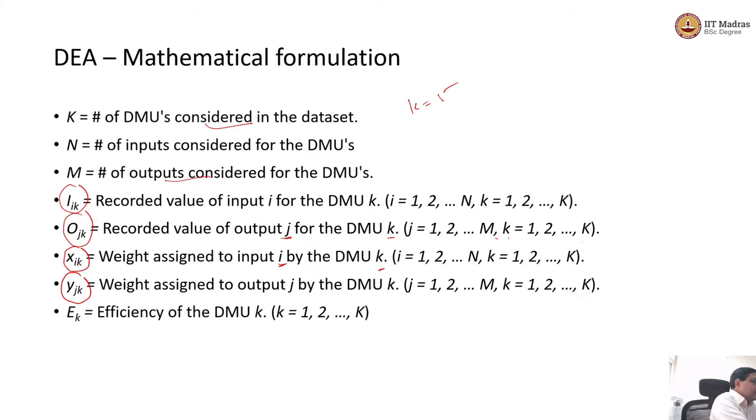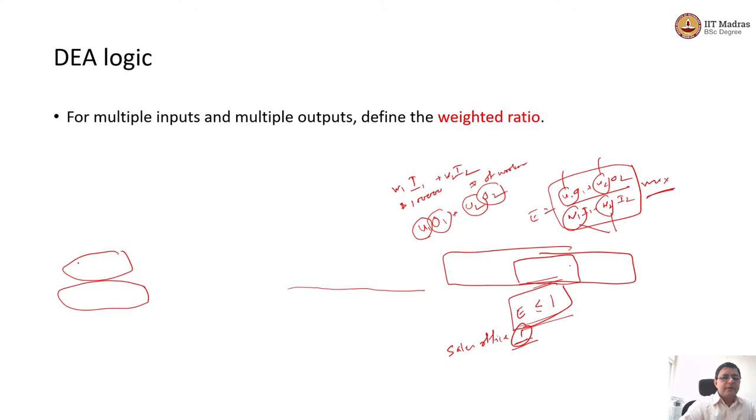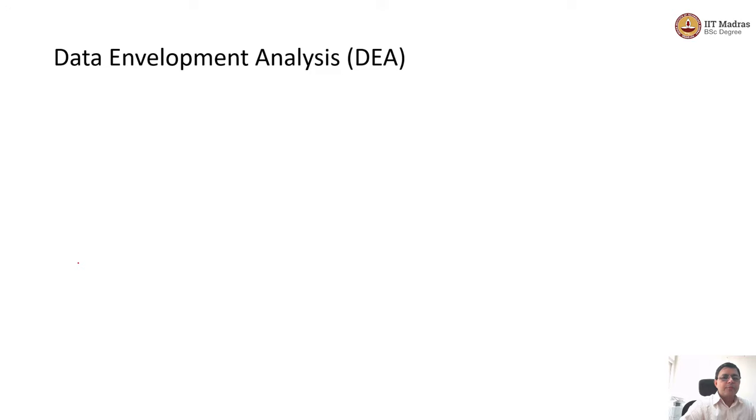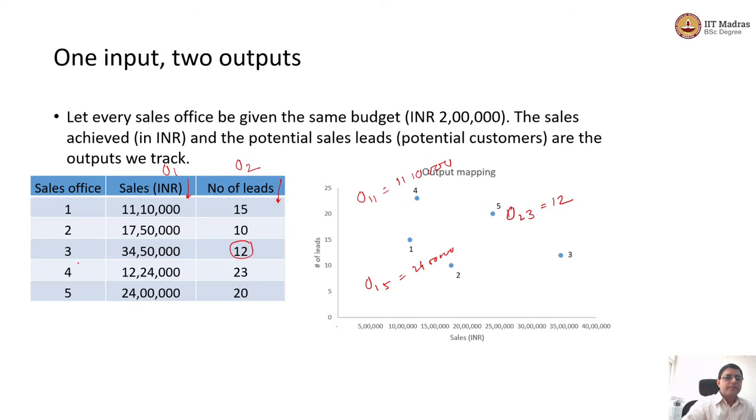Okay. So this is x_ik. k is the DMU, i is the number of inputs, the input subscript. Similarly, y_jk, very similar. That is the weight assigned to outputs by that particular DMU.